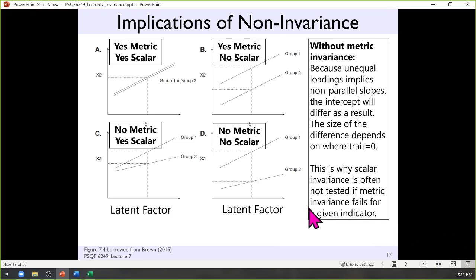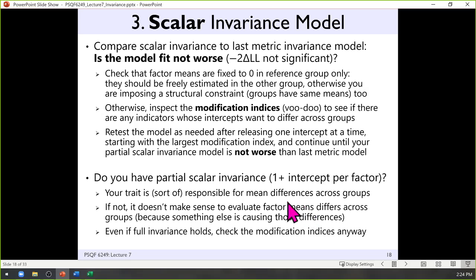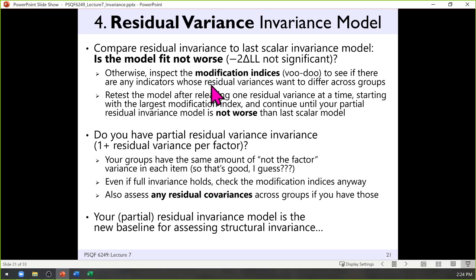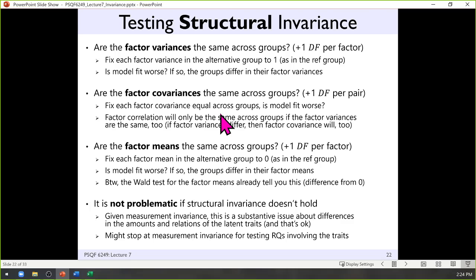All right, so we do scalar and figure out if the model does fit worse, which are the offending items. Then we go on to residual variance invariance, which is called strict. And it's less of a big deal if this fails because residual variances are not the trait. So the amount of not the trait variance could differ between groups. It's less important if that's the case. And then also residual covariances if we have any. And then we get to the structural phase. So we have variances, covariances, and means.